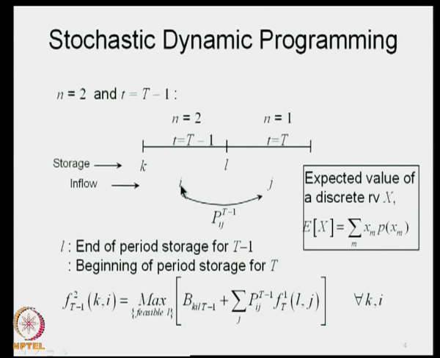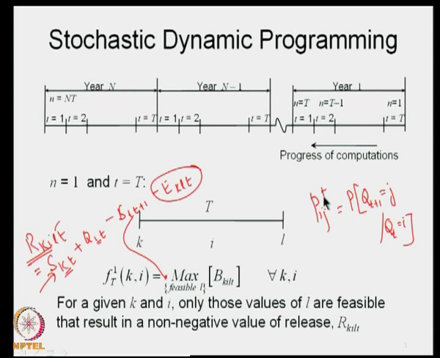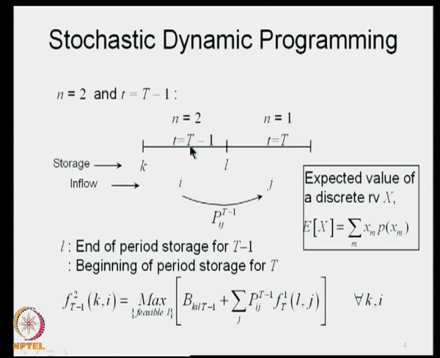And the transition from inflow I to inflow J is governed by the transition probabilities P I J T minus 1. Why I write T minus 1? Recall that we defined the transition probabilities for time period t as transition from period t to period t plus 1, and we are looking for transition from period t minus 1 to period t here, capital T, and therefore, this transition probability is written as Pij t minus 1. So, you understand this recursive relationship in the light of the definitions here.